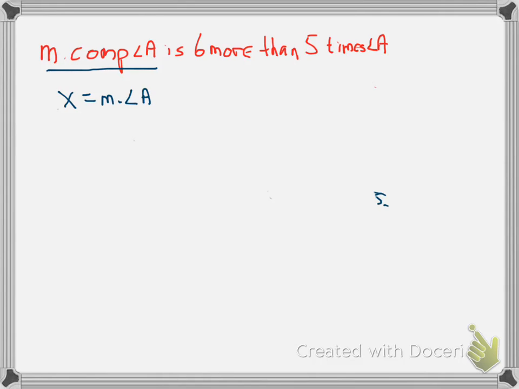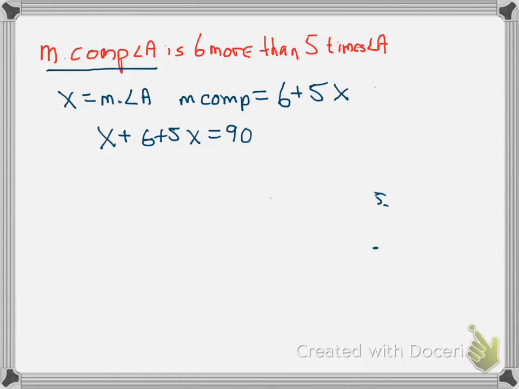Now if you read the sentence up there, the measure of the complement is 6 more than 5 times the measure of angle A, which would be 5 times x. We haven't used the fact that complementaries add up to 90 yet, so you could say x plus 6 plus 5x equals 90. Here you would have that 6x equals 84, and we'd still get that same 14 that we got doing it the other way. Either way is a good way to solve the problem.